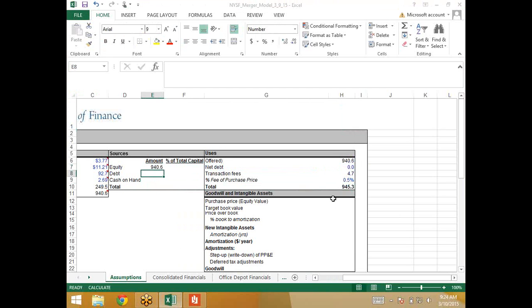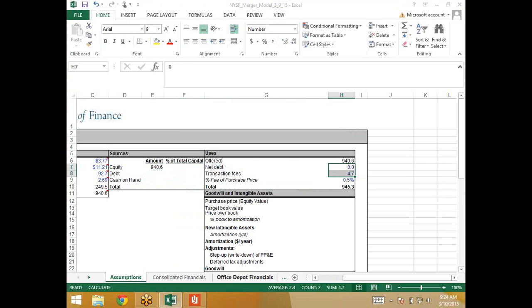Now, the debt and the cash, so we have 2 things here. We have debt and we have transaction fees. So we got $4.7 million additional to source, right? So the question is, is that going to be sourced with debt or with cash on hand? And that was kind of a toss-up.